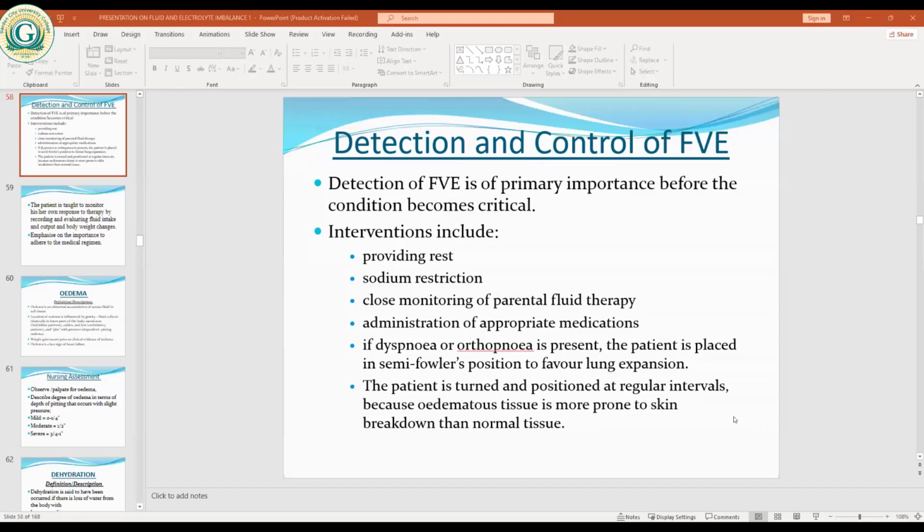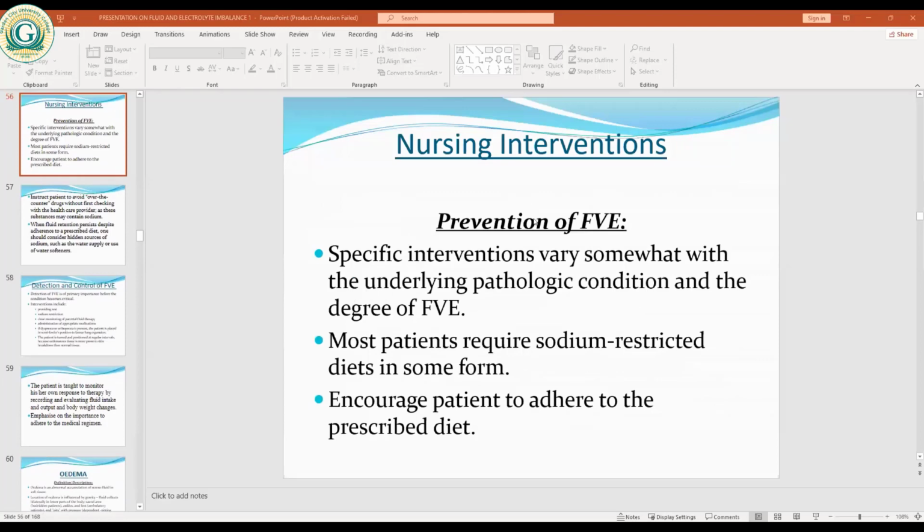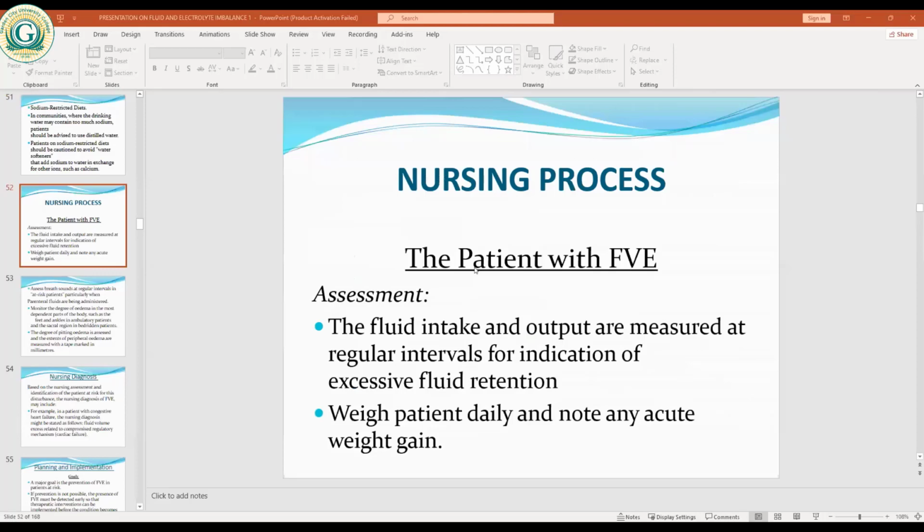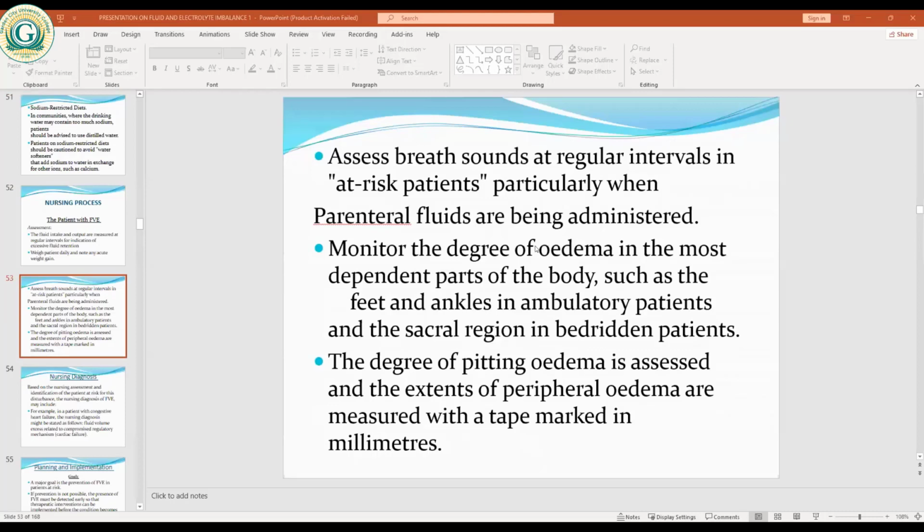So today's lecture, I'm starting from detecting, because we manage people with fluid volume excess using the nursing process approach. We said we start with assessment, and once you do assessment, you will know what to do. The daily weight taking, and input and output as a measure to detect fluid balance in the person. The degree of pitting edema: once the person pits, you know that there's too much fluid.